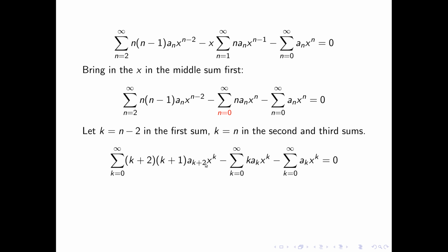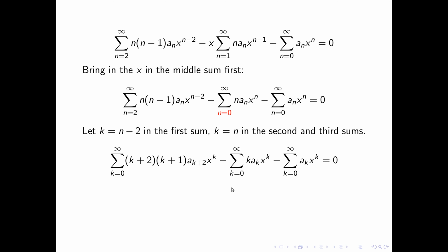So this, by the way, is all this k plus 2 here. This is all in the subscript, right? If that's hard to read. So that's n changed to k plus 2, so that's k plus 1. That's a sub k plus 2 x to the k, minus k a sub k x to the k, minus a sub k x to the k. Good.